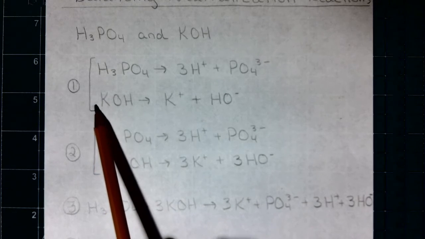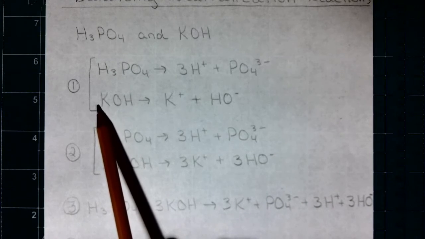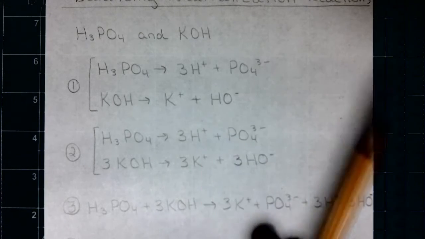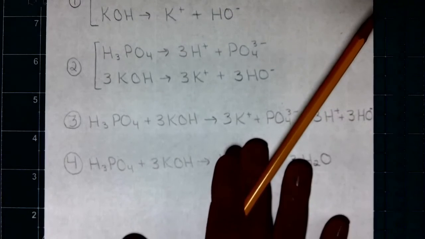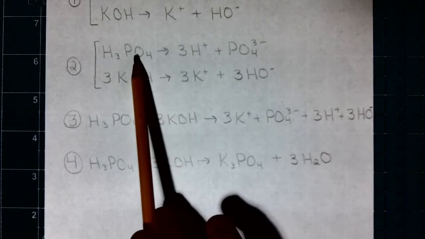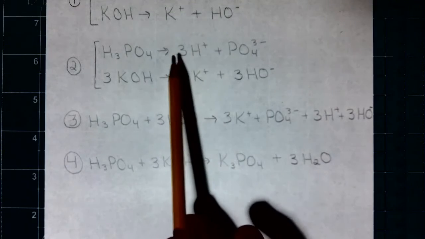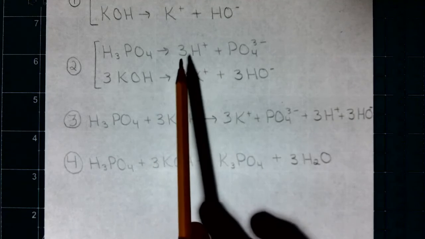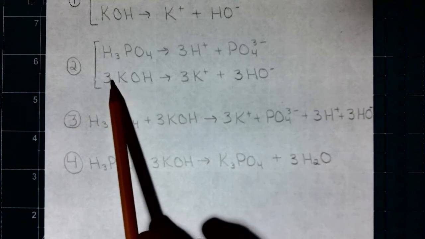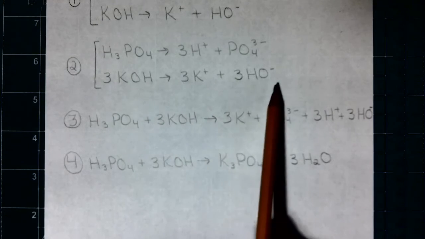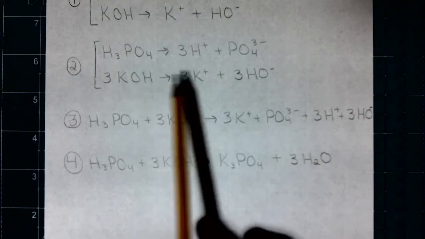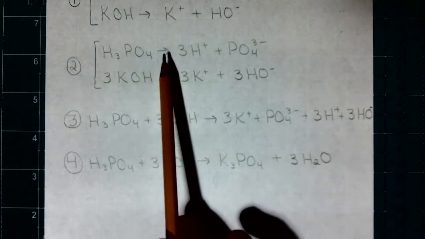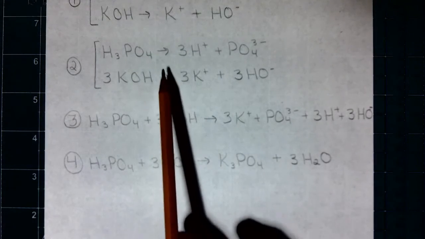So what I can do, just like we did before where we had fractional coefficients, is multiply each one of these guys by 3. And then we get this setup where we now have 3 protons here and 3 hydroxides here to neutralize it. We've also multiplied these guys by 3 because we have to multiply all of our coefficients by the same number when we do that little trick. Now we're going to add these 2 chemical reactions together.